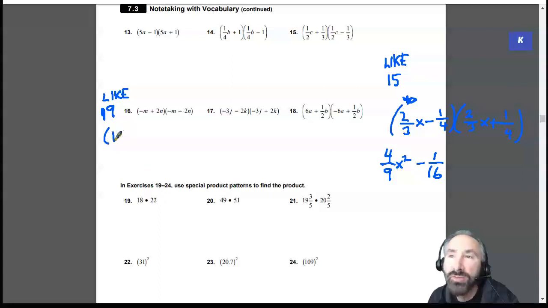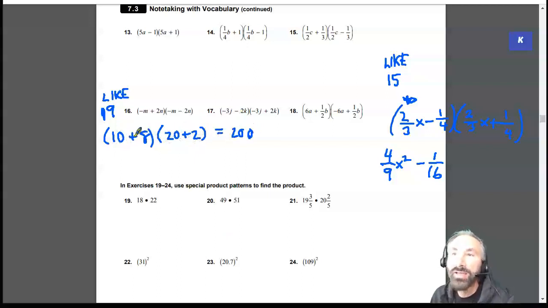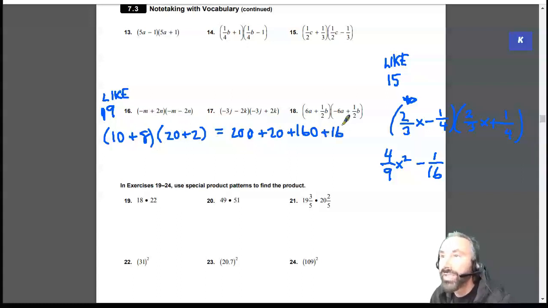For 18, you would do something like 10 plus 8. That's what 18 is, right? And then 22 is something like 20 plus 2. And then you could go ahead and multiply these out. 10 times 20 is 200. And that's first times first, outer times outer. That'll be 20, 2 times 10. Inner times inner, 8 times 20 is 160. And then last times last, 8 times 2 is 16. And then you can go ahead and add all those up. And I'd like you to try to do these problems without a calculator as much as possible. That's kind of the idea.